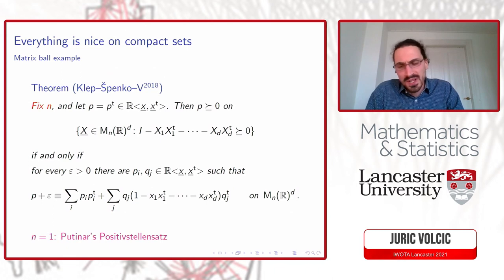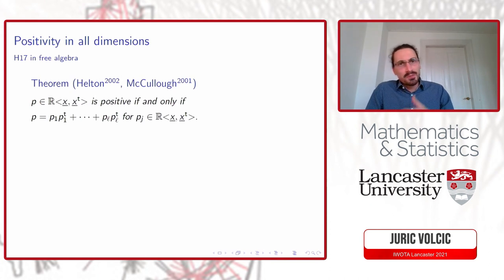And so that's basically what we can say about n-positivity, about positivity on matrices of fixed size. Now let me go to the other spectrum. So now let's talk about how we can describe positivity in all dimensions. And here the results are somewhat cleaner.